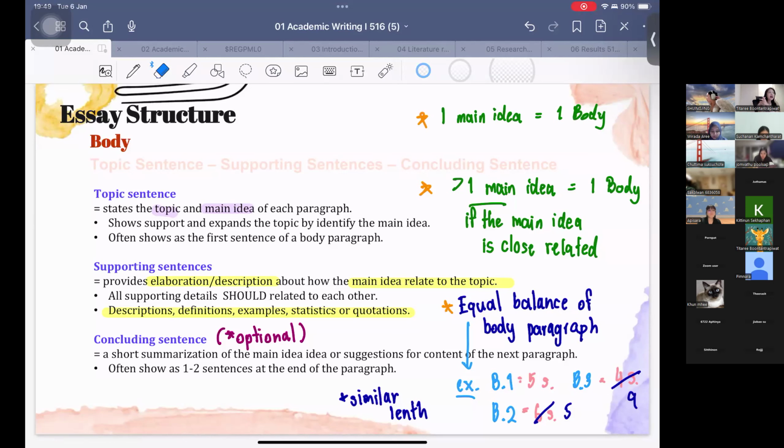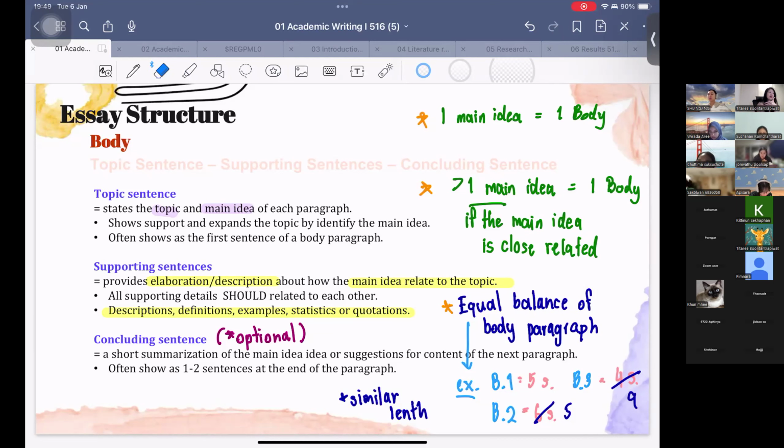So for each paragraph, the easiest way to divide the body paragraph, this is your choice, but since we're at the level where you can write several paragraphs, I would definitely recommend you divide your details, your explanations, into several paragraphs. It would be better than having just one big long paragraph.